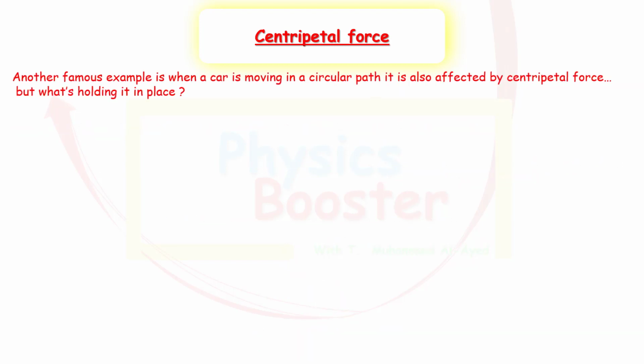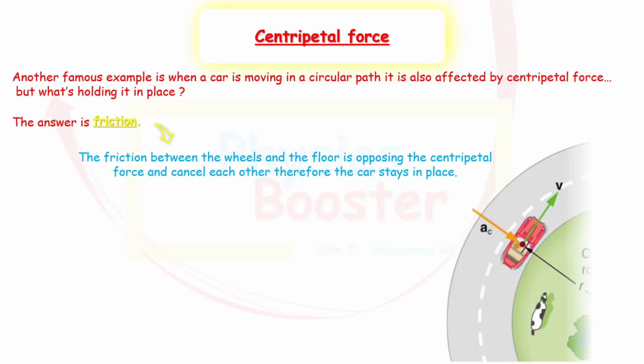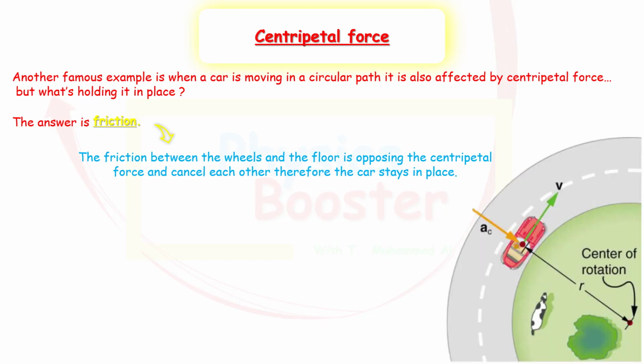Another very famous example is when a car is moving in a circular path, it is also affected by centripetal force. But what's holding it in place? Actually, the answer here is friction. The friction between the wheels and the floor is opposing the centripetal force, so they cancel each other. Therefore, the car stays in place. That's why it's very much recommended that we change our tires every now and then, because if this friction force is not there anymore, this will cause the car to lose its control when it's in circular motion, because the friction won't be able to cancel the centripetal force.